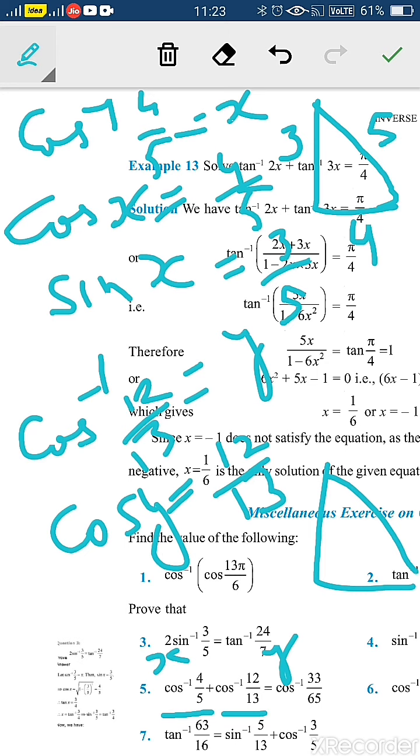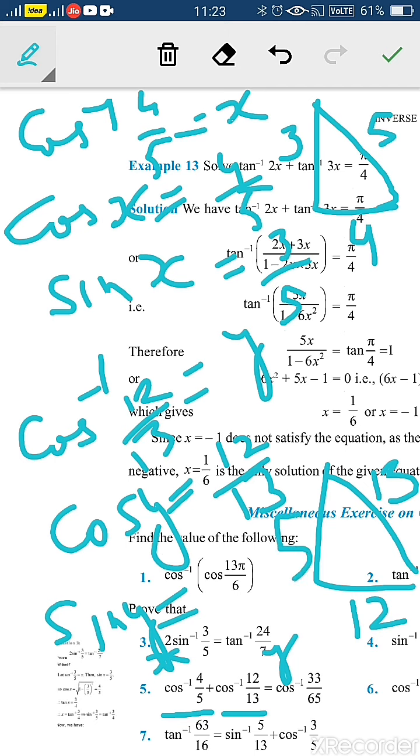And here, find out sin y. What will be sin y? Here this is your 12 base, this is your 13 hypotenuse, and what will be your perpendicular? Find out fast, hurry up, all of you. Your perpendicular will be 5, right? So sin y is equal to 5 by 13.